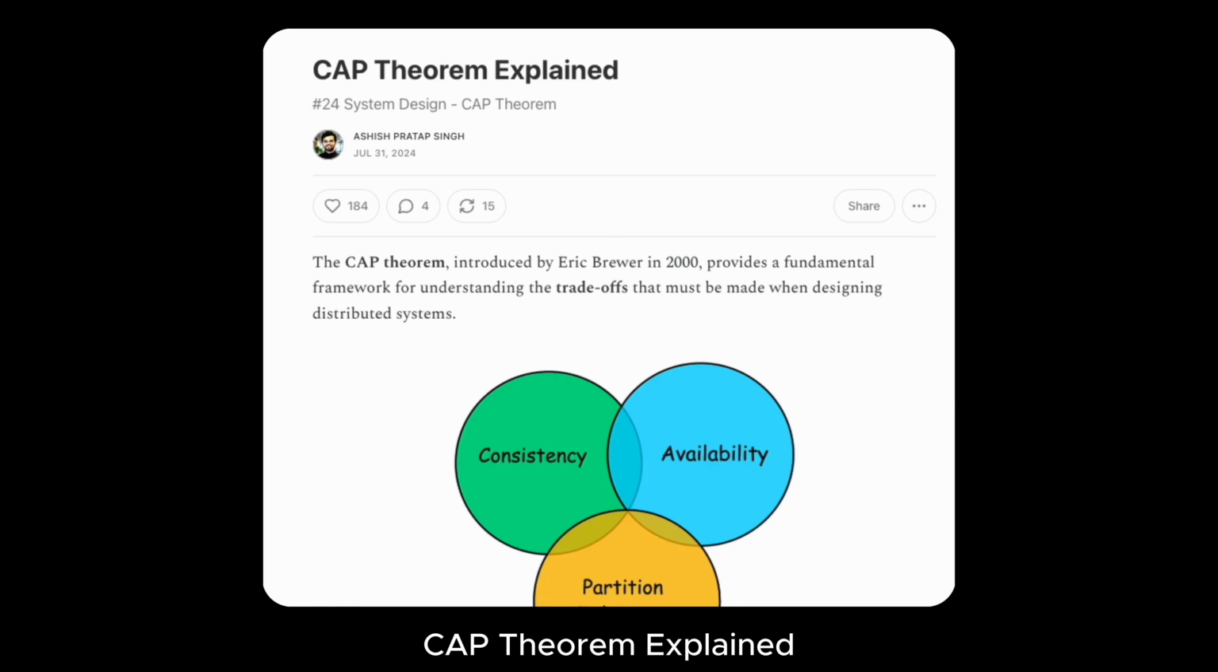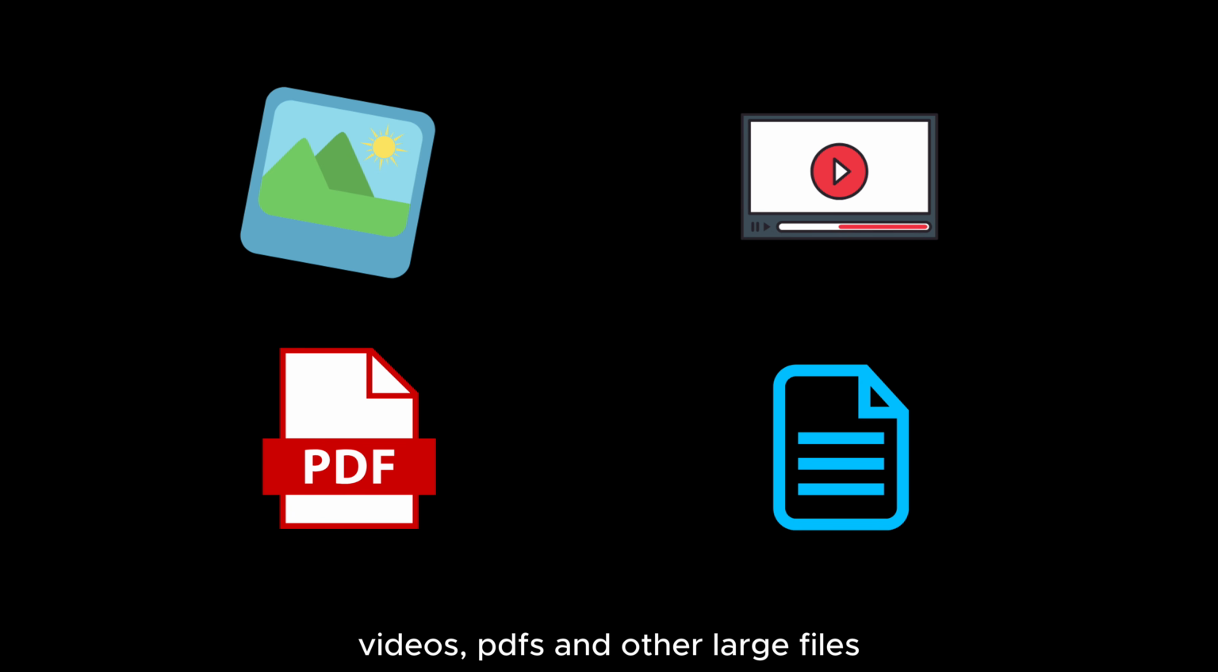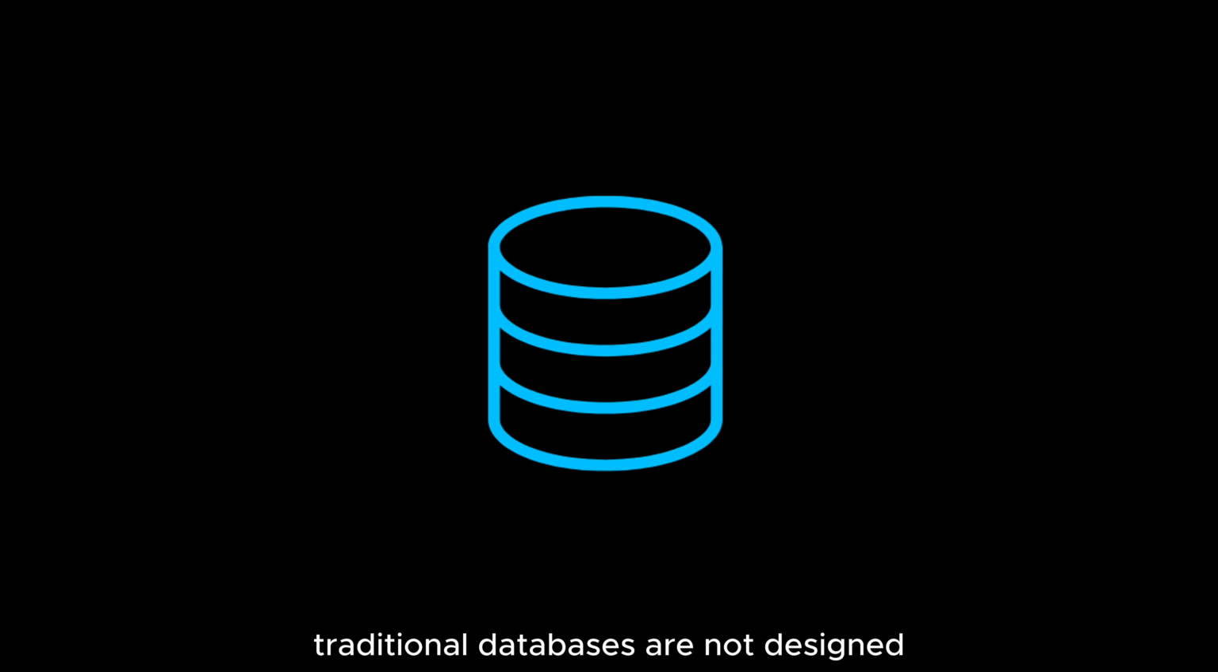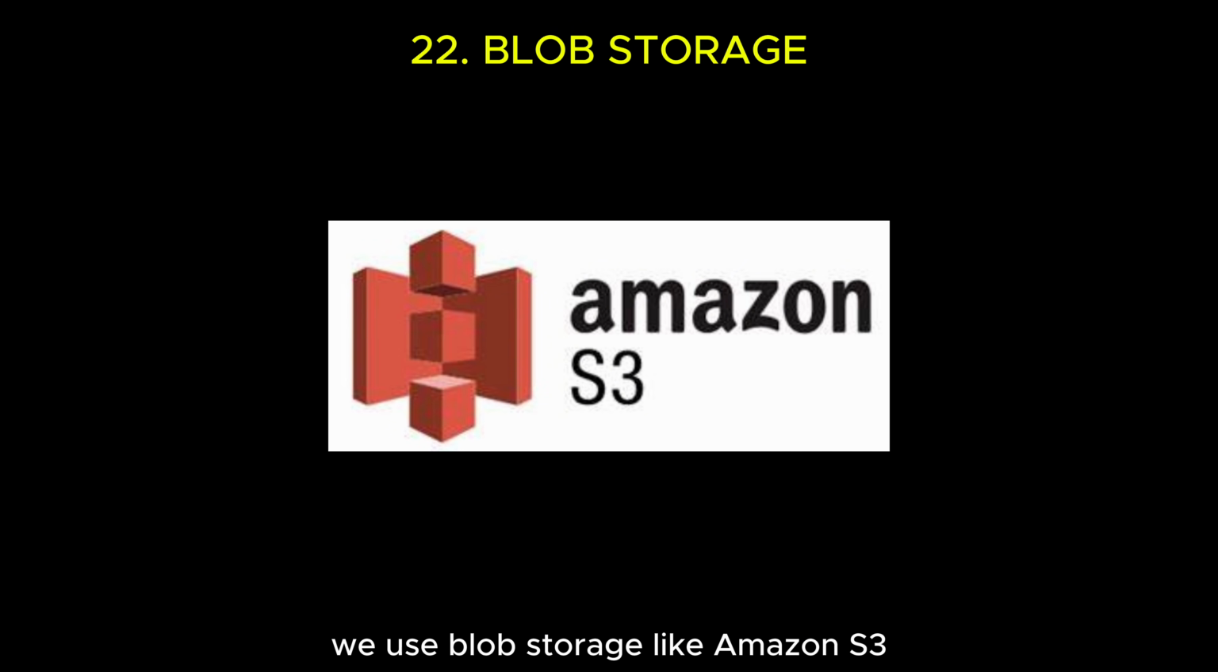Most modern applications don't just store text records, they also need to handle images, videos, PDFs, and other large files. Traditional databases are not designed to store large, unstructured files efficiently. So what's the solution? We use blob storage like Amazon S3.